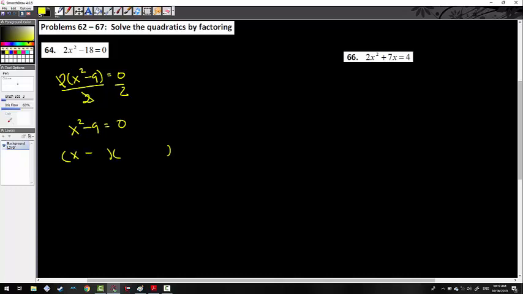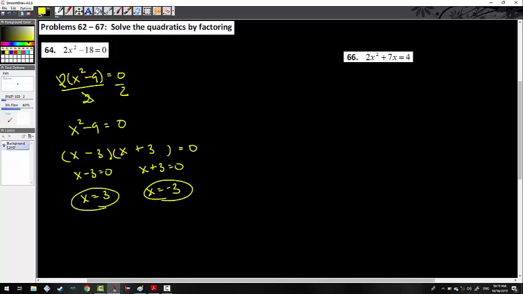Again, you could have added 9 to both sides and then taken the square root. It's not a big deal, as long as you remember when taking the square root, you get the plus or minus. That will happen organically here in this problem, where you have x minus 3 equaling 0 and x plus 3 equaling 0. So from here you get x equals 3 and x equals negative 3. And that is how you solve this quadratic equation by factoring.